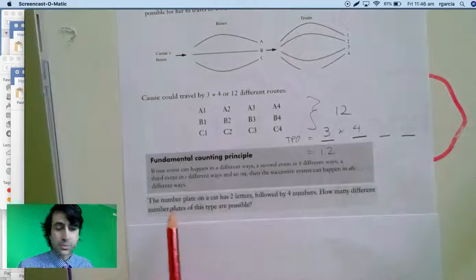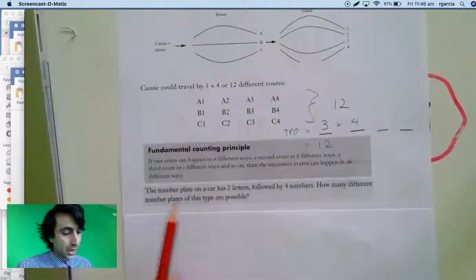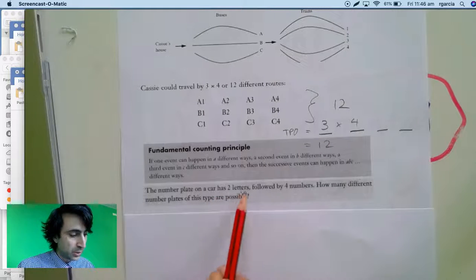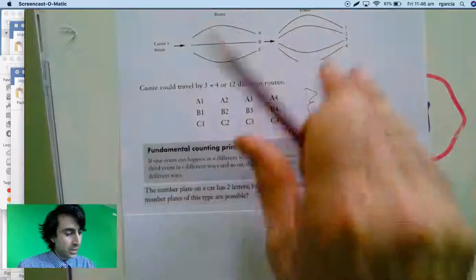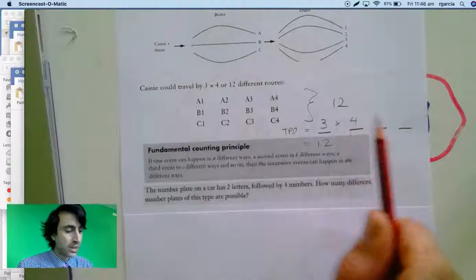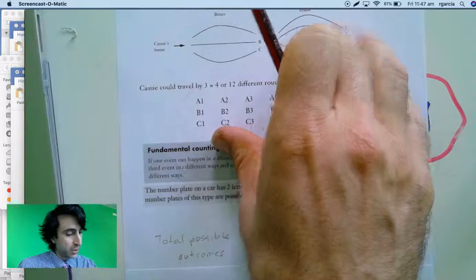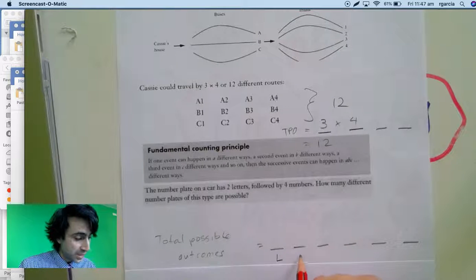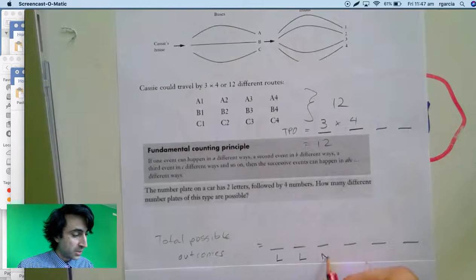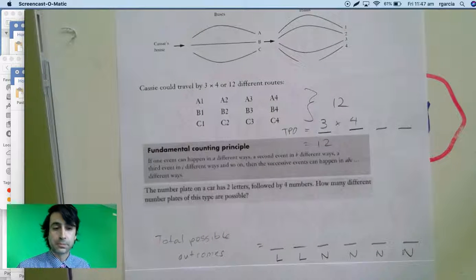So let's look at this question here. If the number plate on a car has 2 letters followed by 4 numbers, how many different number plates of this type are possible? And so in this case, if I was to do it this way, I would write down the total possible outcomes: the first letter, the second letter, the first number, second number, third number, fourth number.